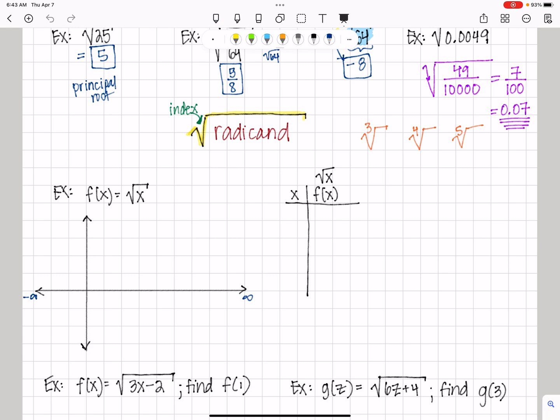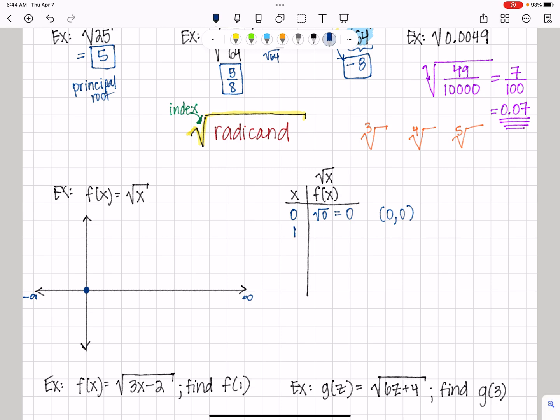So now that we know that none of these negative numbers can go in for x, let's start with 0. When I put a 0 into the radicand, the square root of 0 is 0. So my first ordered pair would be 0, 0. And it's going to be an endpoint because there's nothing to the left of 0 that I can put in to my function. So the domain starts at 0, and then it's going to go all the way to the right in the positive direction because any positive number can be put in for x.